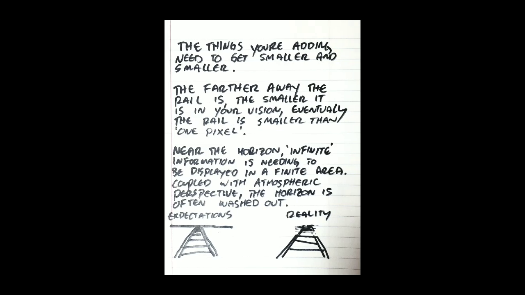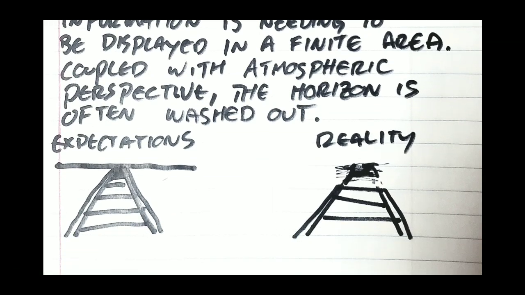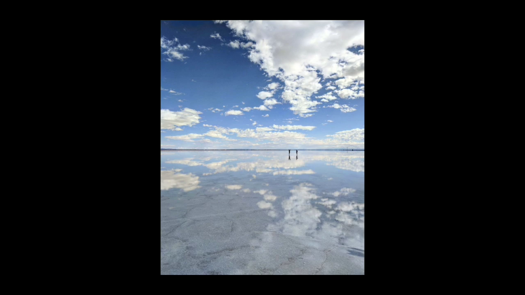The top of a railroad doesn't start getting wacky and strange looking because it's going over a curve. No. This is just the way optics works. Near the horizon, you're trying to cram too much information into a small space, so your brain just does its best. Here's this beautiful picture.